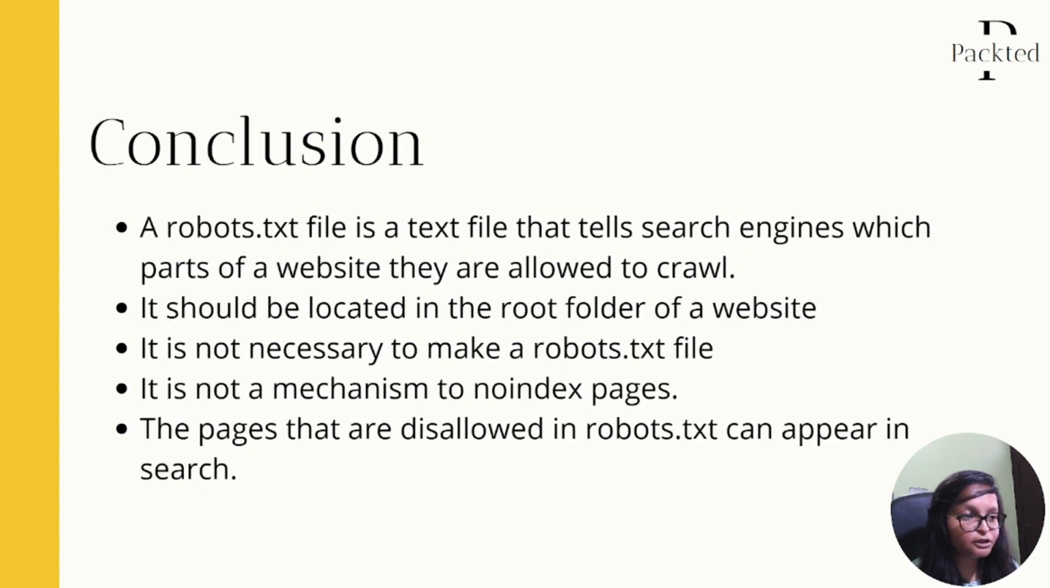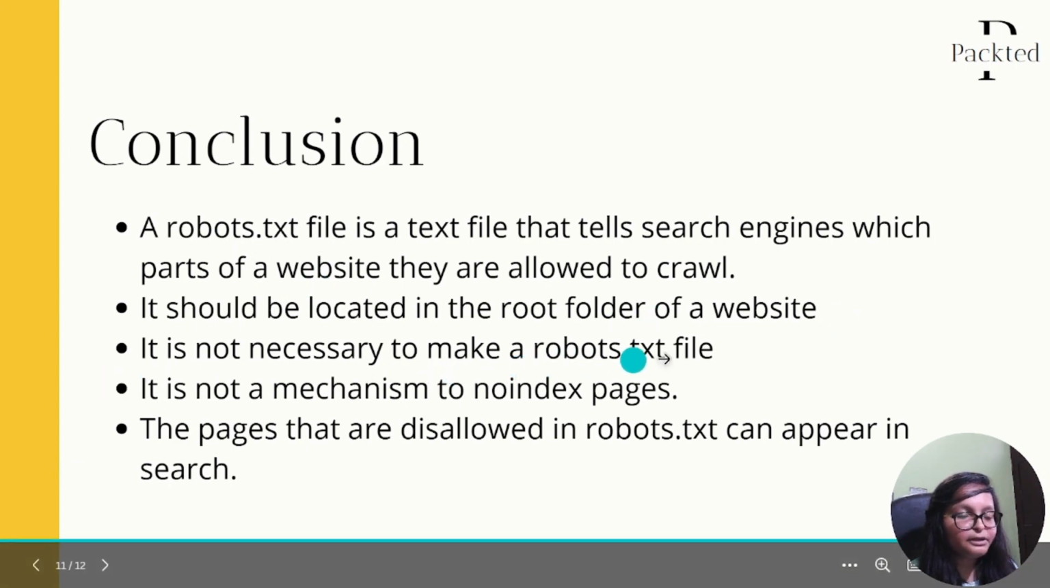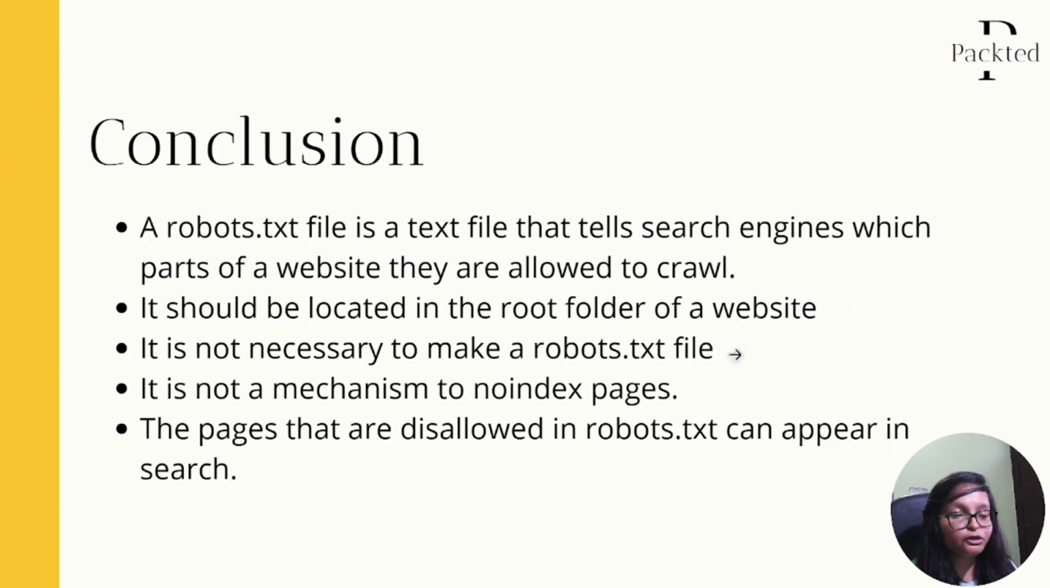And that brings us to the conclusion. So the first thing is that a robots.txt file is a text file that tells search engines which parts of a website they are allowed to crawl. This is a simple one. If you want to allow or disallow any kind of pages, then you can specify them in your robots.txt file. And next is that it should be located in the root folder of a website. This is a best practice, that it should be located like websitename.com/robots.txt. And it is not necessary to make a robots.txt file if you don't want to, and if you want the bots to crawl all of your website and you don't have any problem in that.